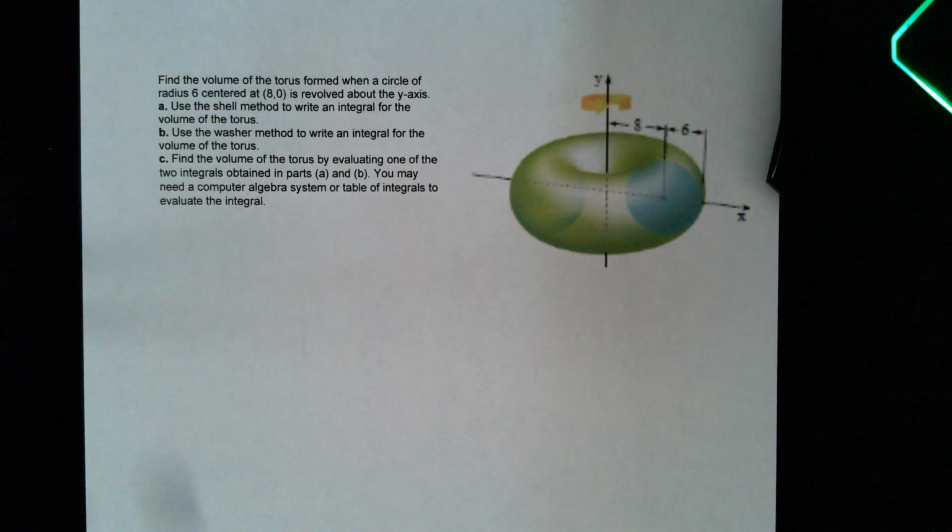Okay, in this video we're going to be finding the volume of a torus formed when a circle of radius 6 that's centered at (8, 0) is revolved around the y-axis. It's asking us to use first the shell method, then the washer method, and then it'll ask us to evaluate one or the other integral because they will give the same answer. It's just two different methods.